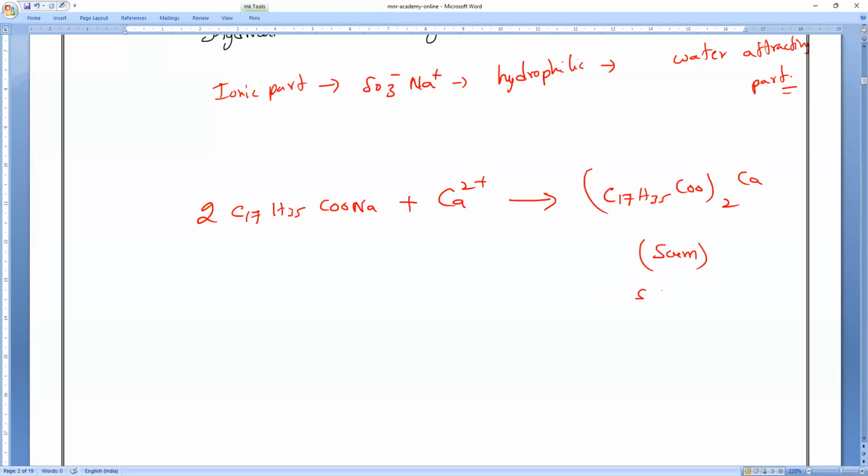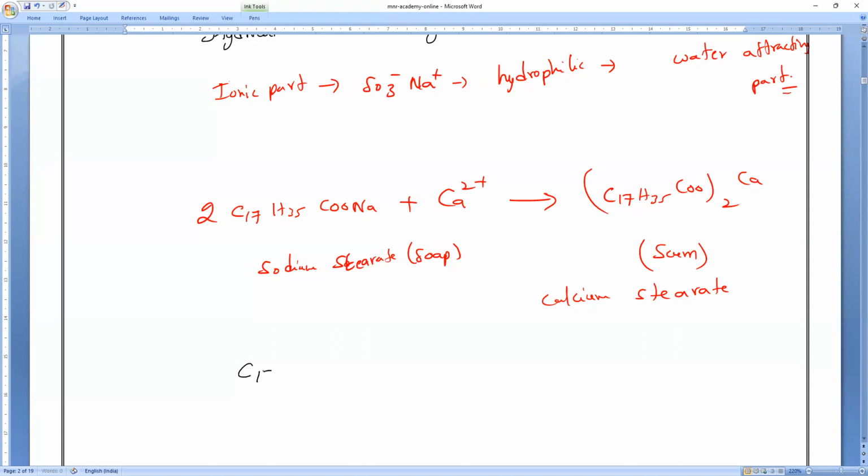We call it calcium stearate. This is actually sodium stearate, it is actually a soap. But with detergent, this chemical reaction won't take place. That is why they will form lather or a foam with the hard water also.